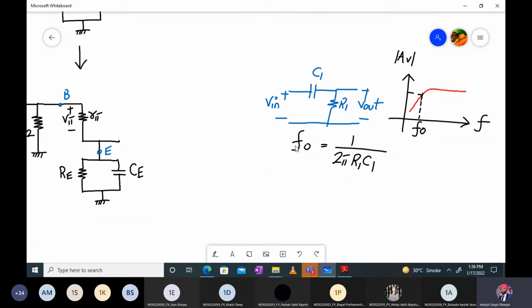Here it might be given, F naught is equal to 1 upon 2 pi R1 C1. Only if we know the R1 C1 value can we find it. I mean we should have that value. If we somehow calculate the R1 value, then F naught will be 1 upon 2 pi R1 C1, right? So in this manner we have to proceed.